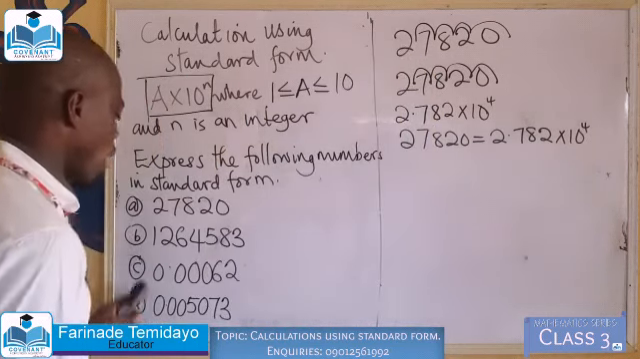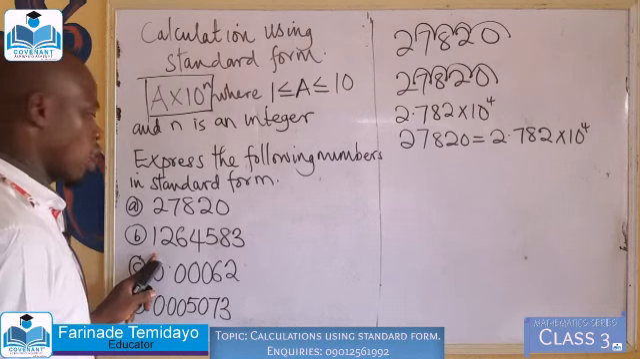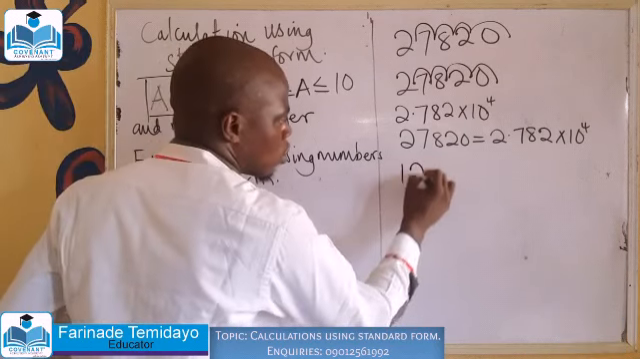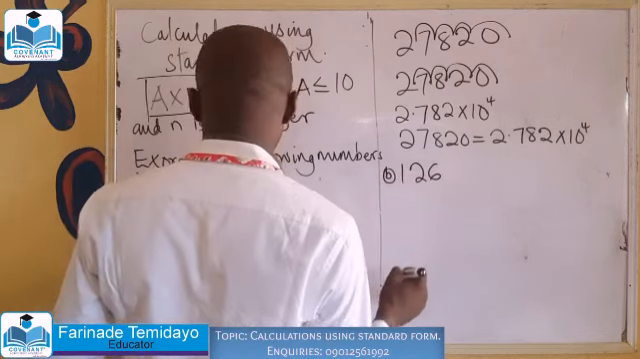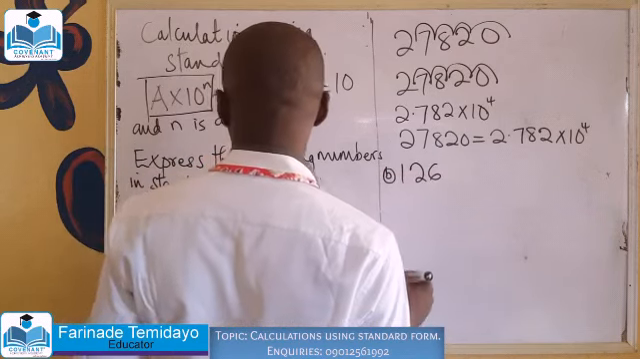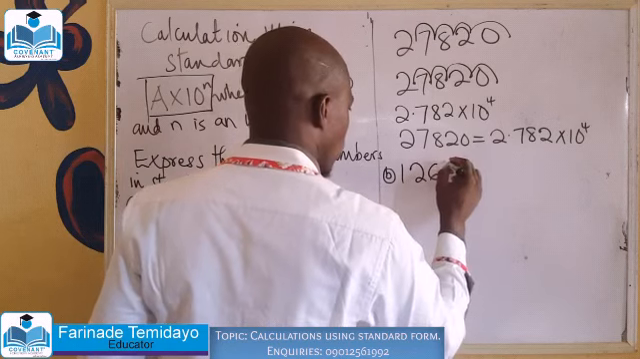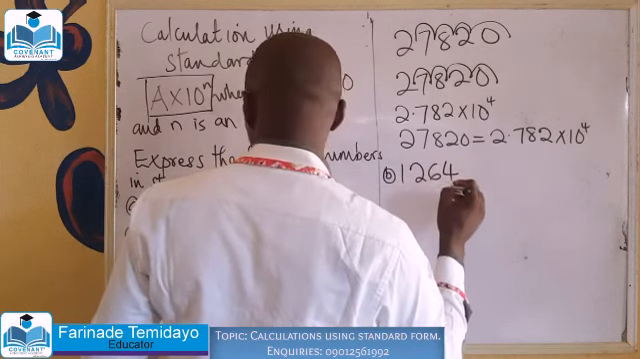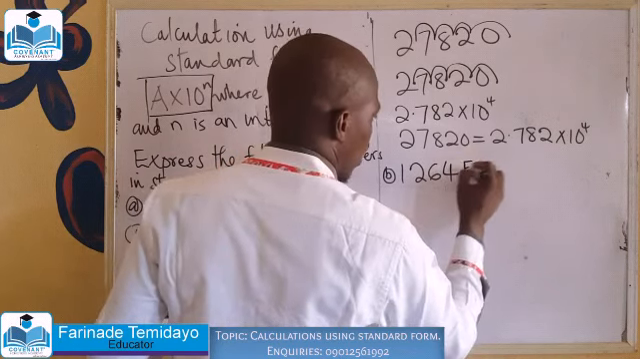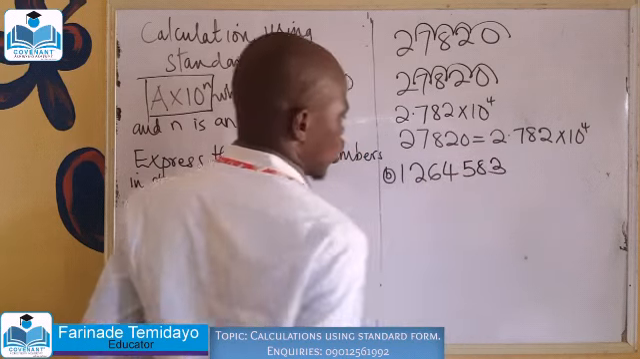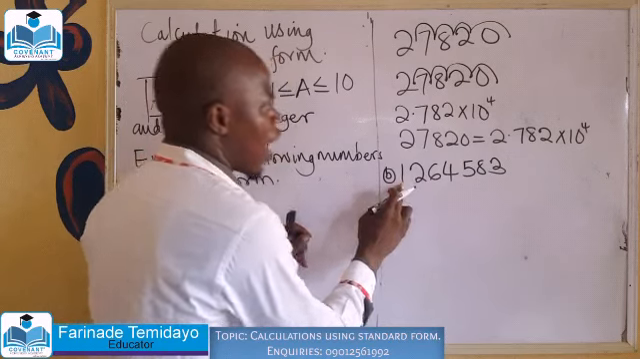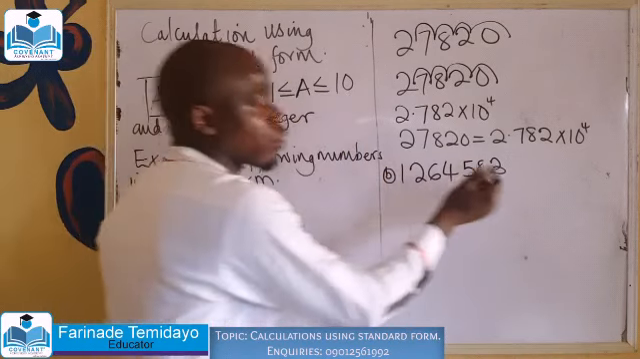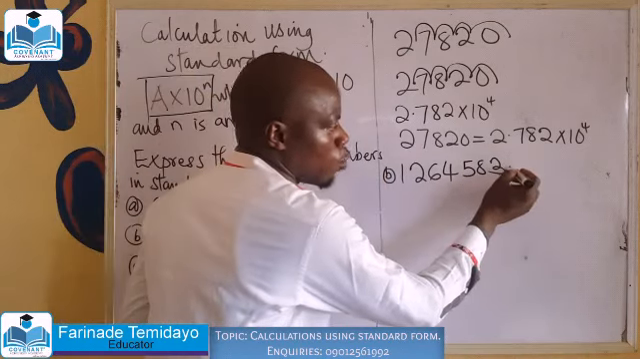Now, how will you write the second number also in standard form? This is B, 1,264,583. You want to write this in standard form. Remember, this is over 1 million, far greater than 10. So you have to introduce a decimal point and move it.